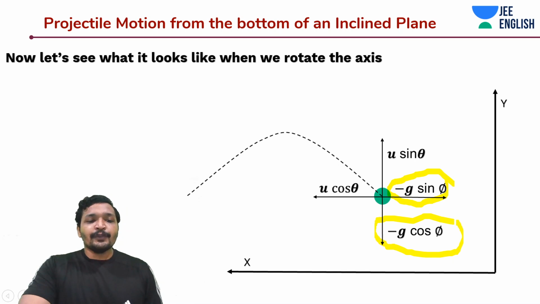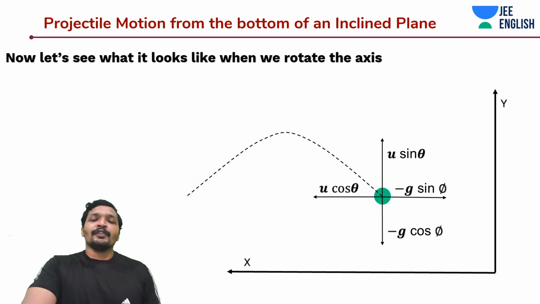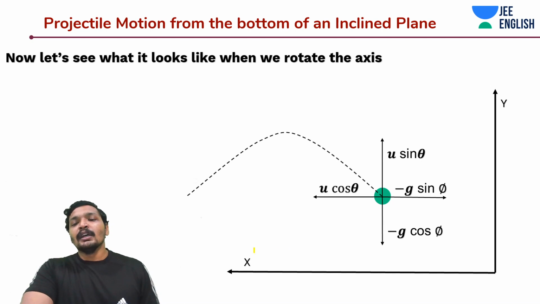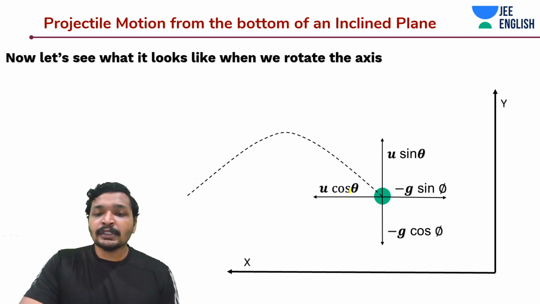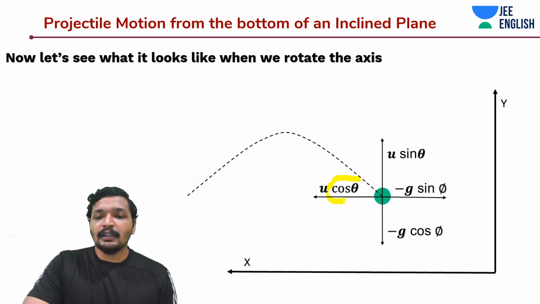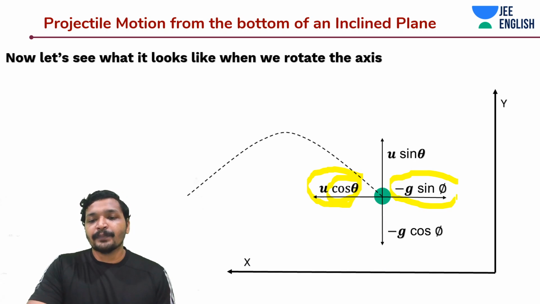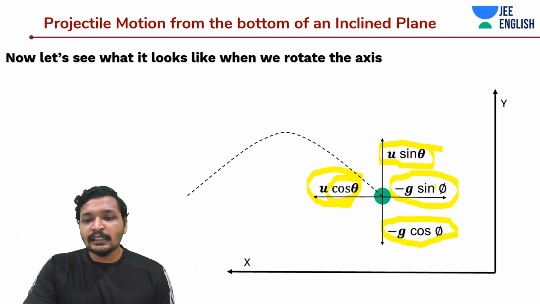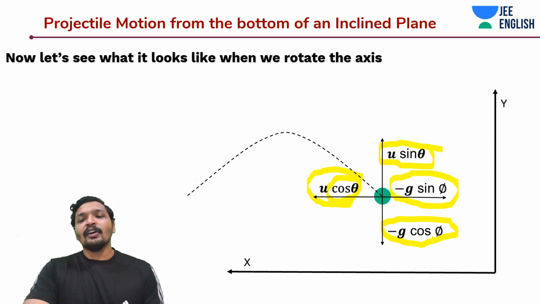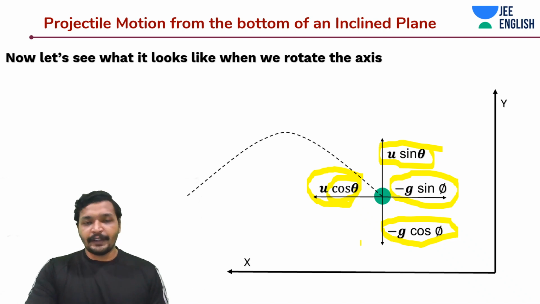If you don't want to resolve the components right away in the exam, or if you don't want to remember it, one simple thing you can do is notice that they are opposite trigonometric expressions. So if along the x-axis it is u cos theta, then the deceleration is minus g sin phi. And if it is u sin theta along the y-axis, it is minus g cos phi. So cos theta, sin phi. Sin theta, cos phi. So the negative acceleration along the y-axis is minus g cos phi.